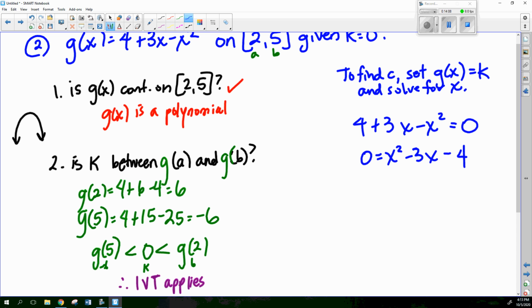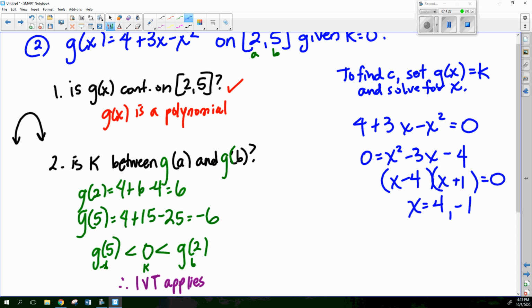So then my x squared is positive because that makes it a lot easier to factor, and if it's equal to 0, it doesn't really matter what side it's on. And this factors into x minus 4 and x plus 1. So x equals positive 4 and negative 1.